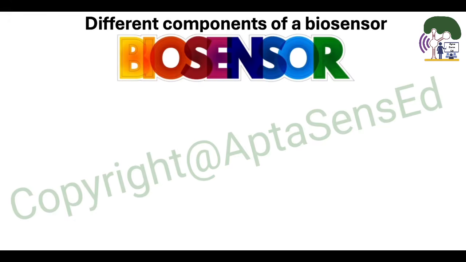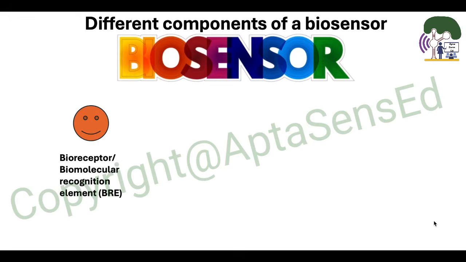The most critical part is the bioreceptor, also known as the biomolecular recognition element or just a biomolecule. This is the component that provides selectivity and specificity to a biosensor. It helps in recognition of the analyte in the sample. This can be an aptamer, a cell, an enzyme, or an antibody.